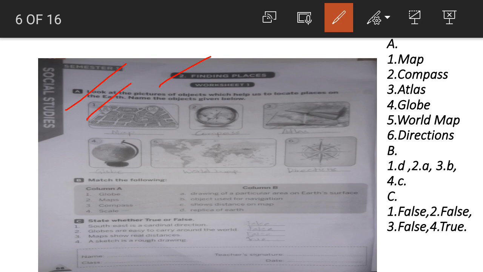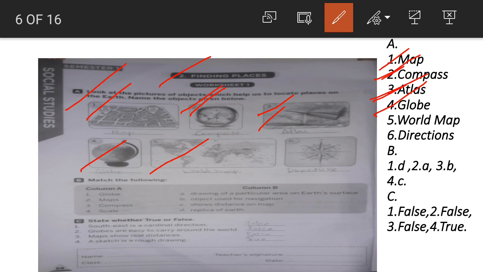The picture is a map. This is a map. Next, the second one, this is a compass. The third one is an atlas. The answers are given at the right side of the screen. Question number 4, this is a globe. And question number 5, this is a world map.